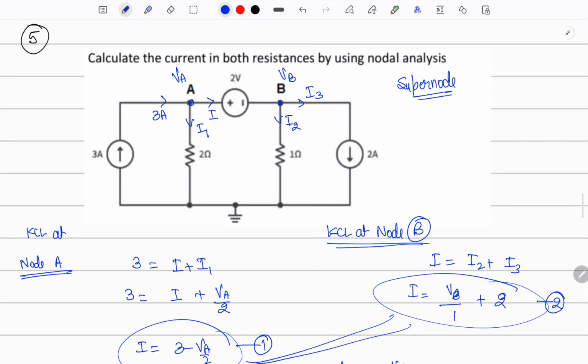Now I have VA is equal to 2 volt, so current I1 is nothing but 2 minus 0 divided by 2, that is 1 ampere, and I know this is 0 volt, so 0 minus 0 divided by 1 is nothing but 0 ampere. The I2 value is 0 ampere and I1 value is 1 ampere.